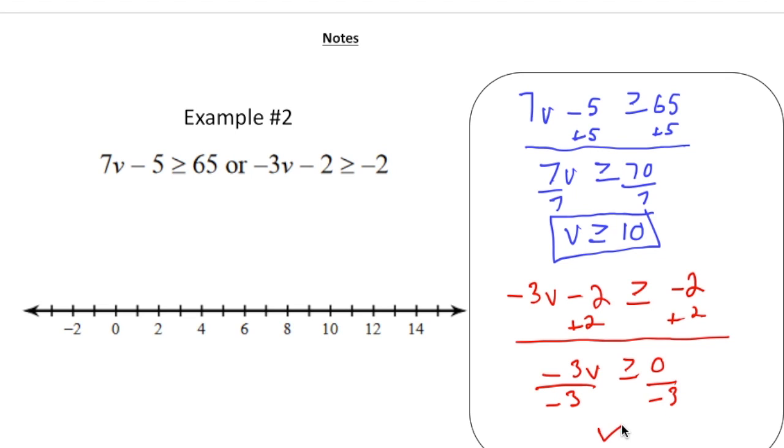Which means v is going to be, now we divided by a negative, right? So because of that, we have to flip the sign. So v is going to be, instead of greater than or equal to 0, less than or equal to 0. So that's going to be the second inequality we're going to graph.